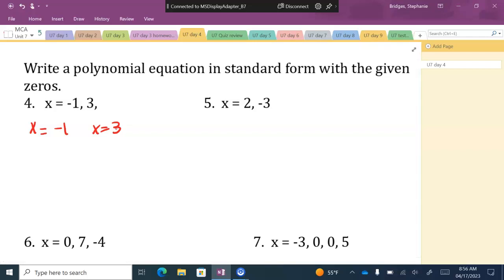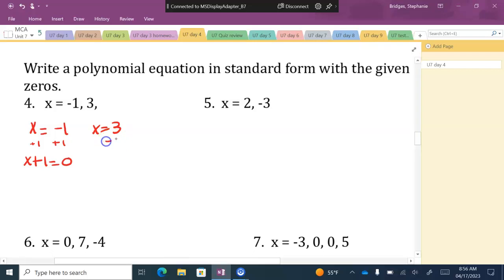Now I have two separate equations. I have one that says x equals -1, and I have one that says x equals +3. What I want to do is turn both of those equations equal to 0. How would I move that -1 over with the x? Add it. So we're going to add this 1 over here. So I get x plus 1 equals 0.